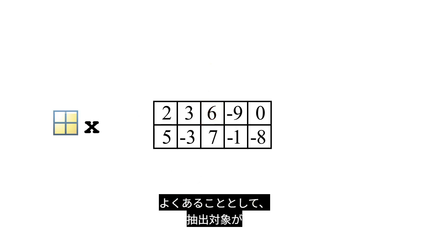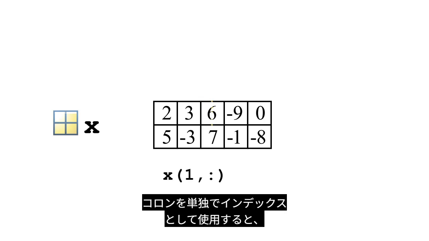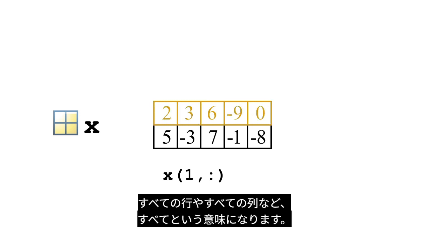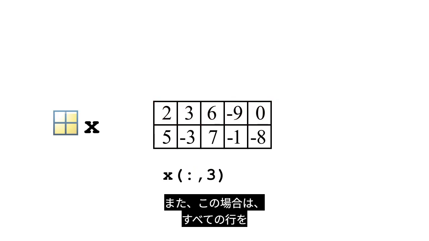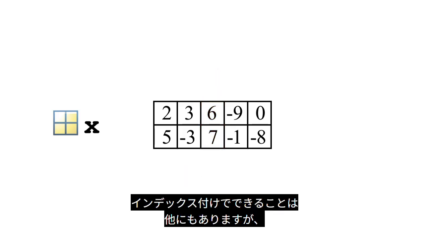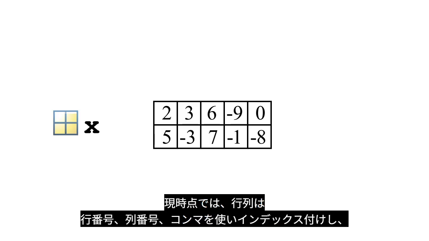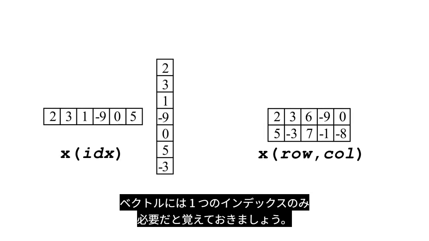It's pretty common that you want to extract a whole row or a whole column from a matrix. When you use a colon on its own as an index, it stands for all, as in all the rows or all the columns. Here, we're extracting the first row and all the columns. And in this case, we're extracting all the rows of the third column. There's a lot more you can do with indexing, but for now remember that matrix indexing is row, comma, column, and vectors only need one index.